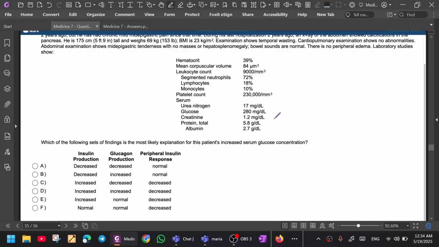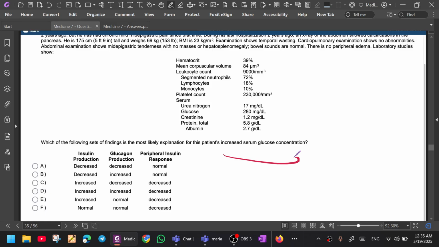I don't know. But they are talking about why there is increased serum glucose concentration. Is it high insulin causing low glucose? Sorry, high insulin causing high glucose. Is it contradictory? It couldn't be high insulin, because then there would be low glucose. So glucose is high. Now, if glucagon is high, then glucose can be high.